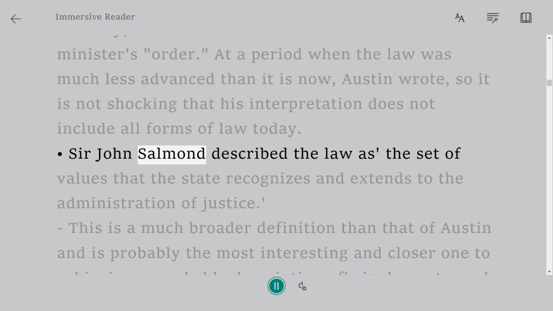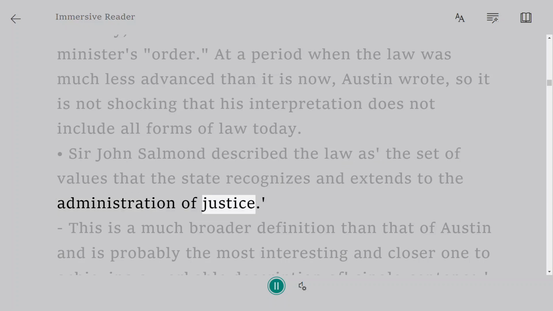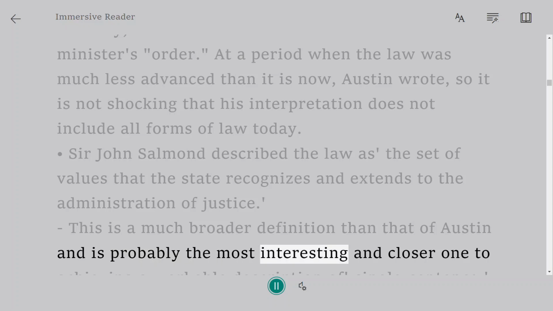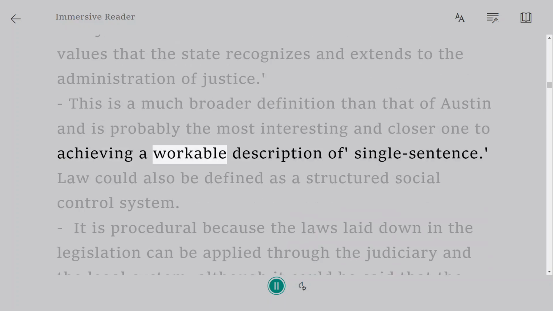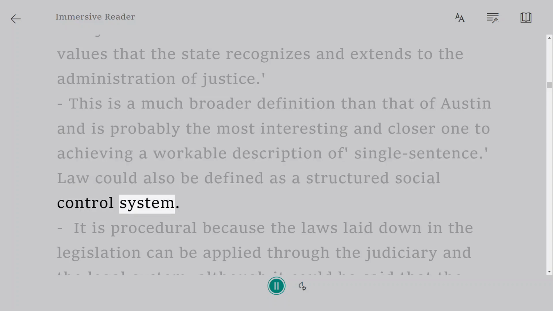Sir John Salmond described the law as the set of principles that the state recognizes and applies in the administration of justice. This is a much broader definition than that of Austin and is probably the most interesting and closest to achieving a workable one-sentence description. Law could also be defined as a structured social control system.